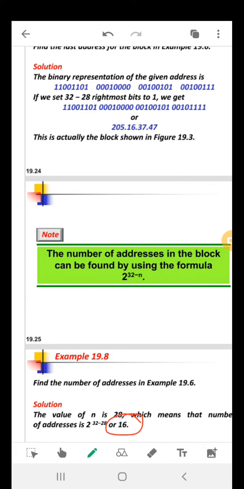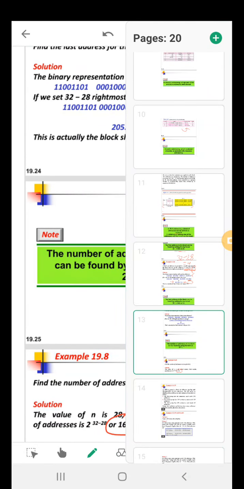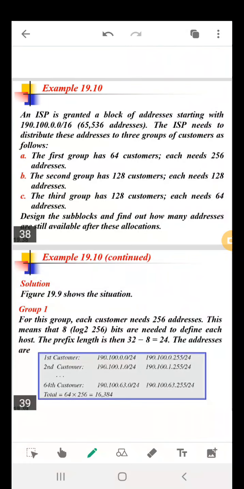Now next we are going to see how to calculate this mask address. As I said, from any IP address and given mask address, we will be able to identify how many total IP addresses are there in that block, what is the first IP address, and what is the last IP address. So how will this mask address be calculated by an ISP? Now let us do this by using this example.